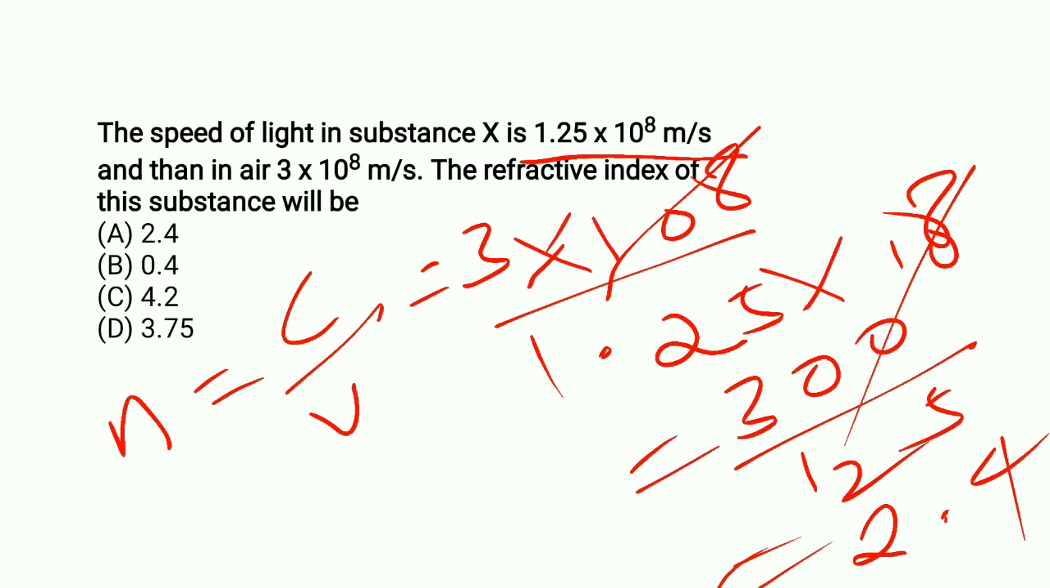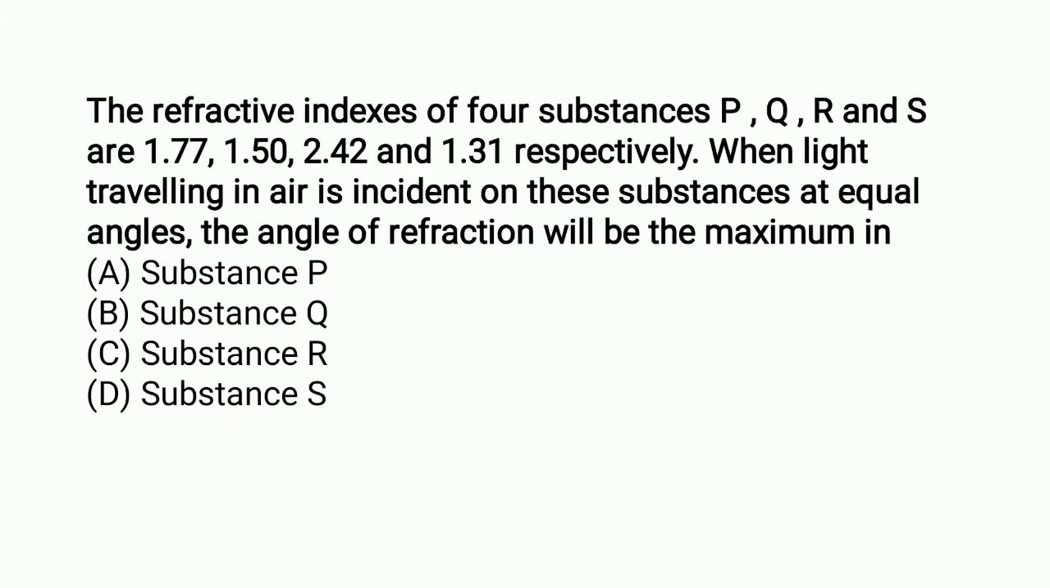So the refractive index of the substance is 2.4. Option A is the correct answer. Next question. The refractive indices of four substances P, Q, R and S are 1.77, 1.50, 2.42 and 1.31 respectively. When light traveling in air is incident on these substances at equal angles.